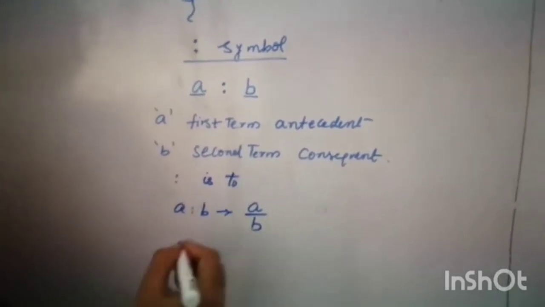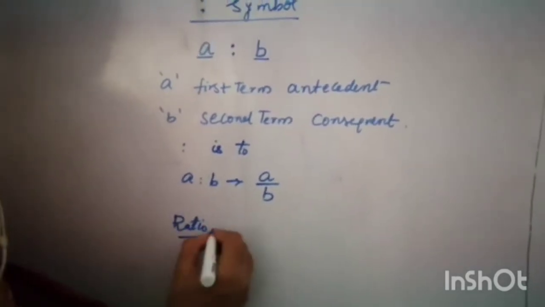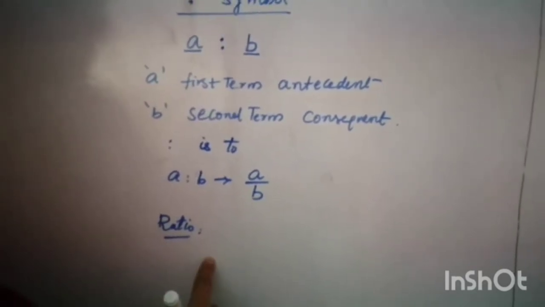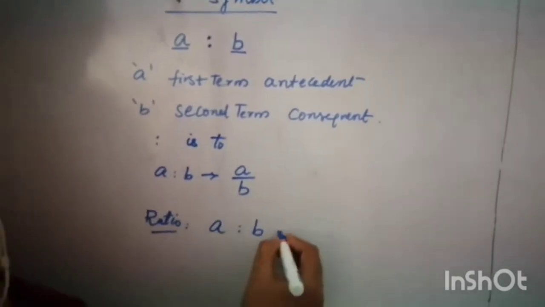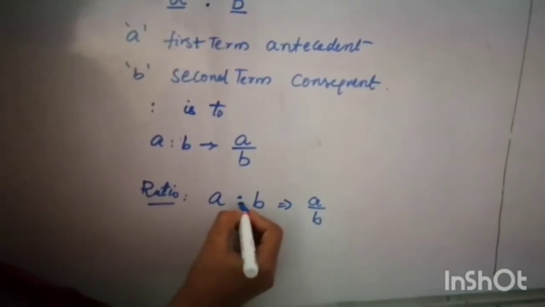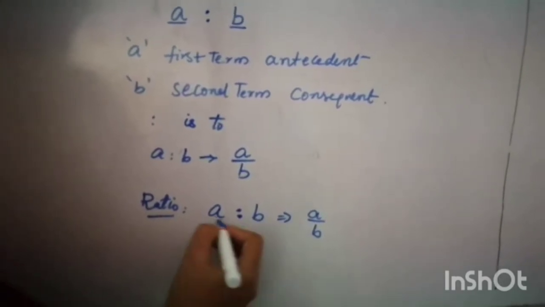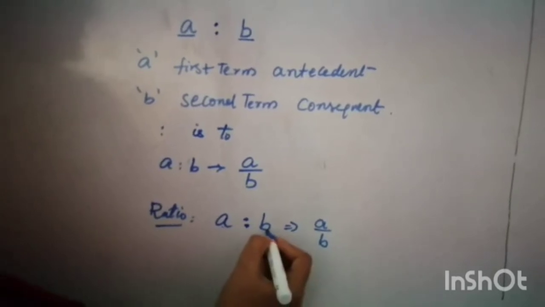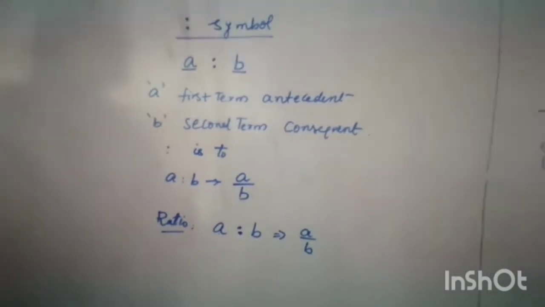Fine, children. So what is ratio? It's a simple definition. Comparing two similar quantities by division is called ratio. The symbol of ratio is two dots, read as "is to". A and B are called terms. The first term is called antecedent and the second term is called consequent. This is the explanation of ratio, children. So please go through the video attentively.